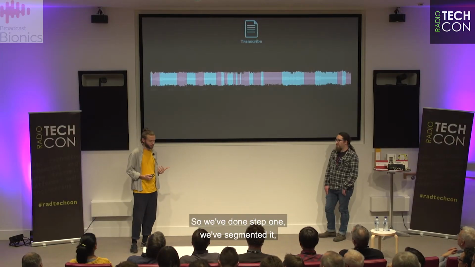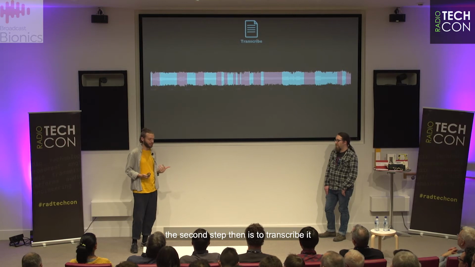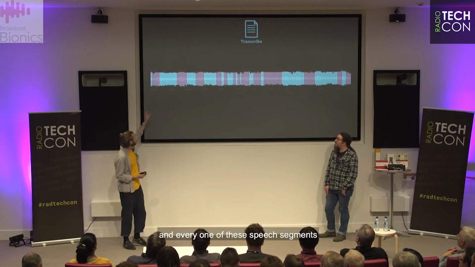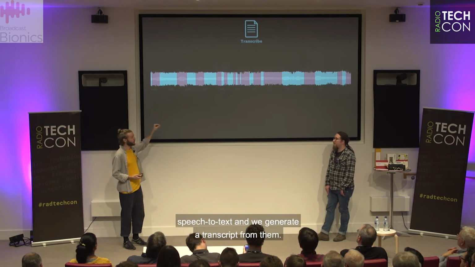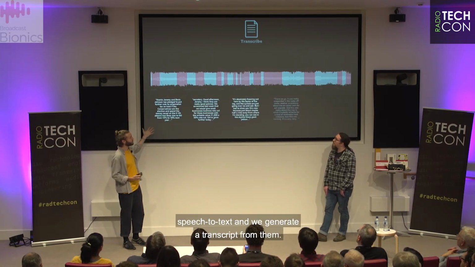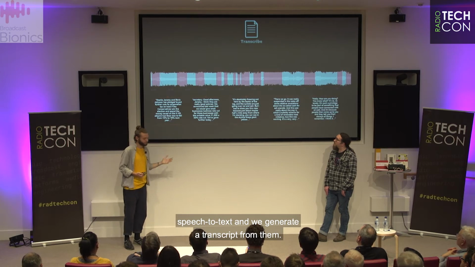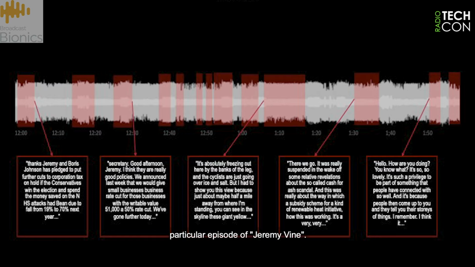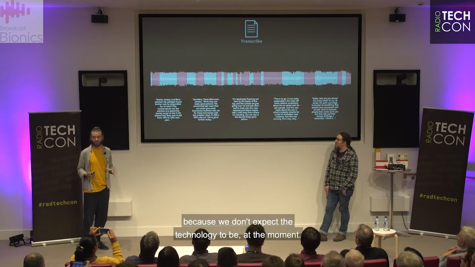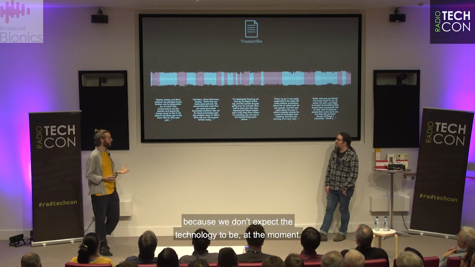So we've done step 1, we've segmented it. The second step then is to transcribe it. Every one of these speech segments that we've identified, we then put through speech to text, and we generate a transcript from them. And here are some of the transcripts of what was said in this particular episode of Jeremy Vine. One thing you'll notice is that it's not 100% accurate, because we don't expect the technology to be at the moment.